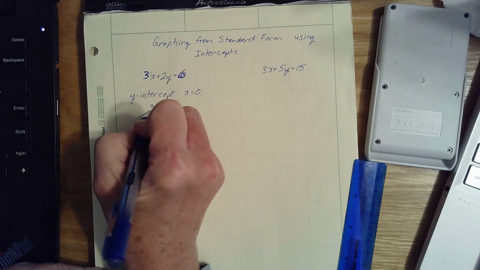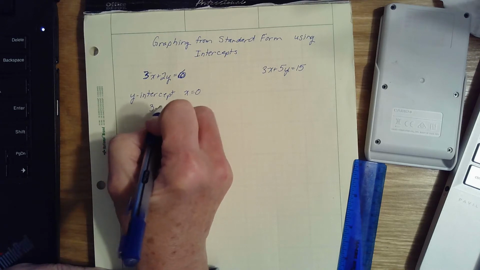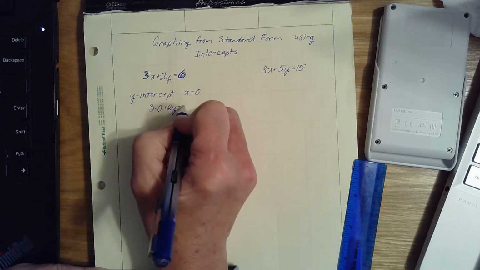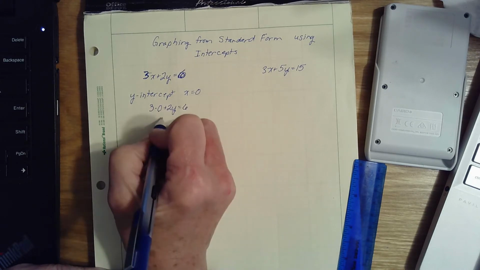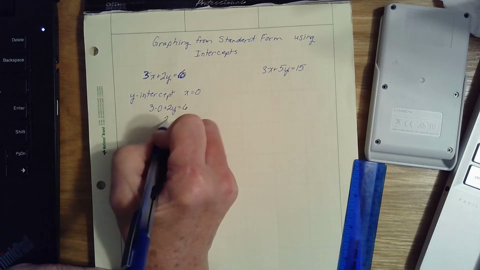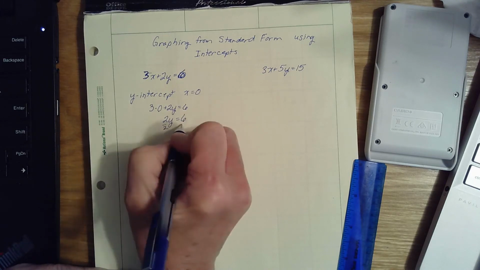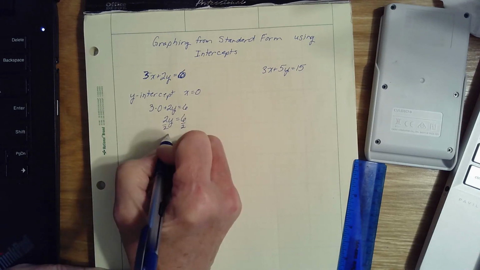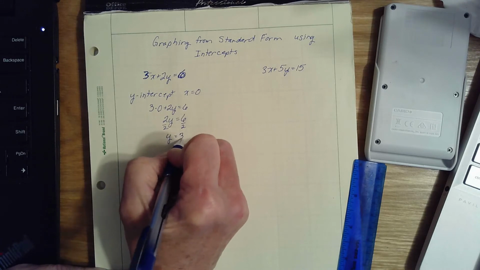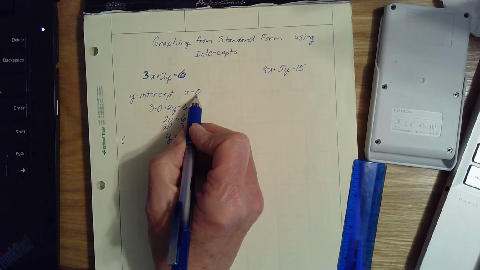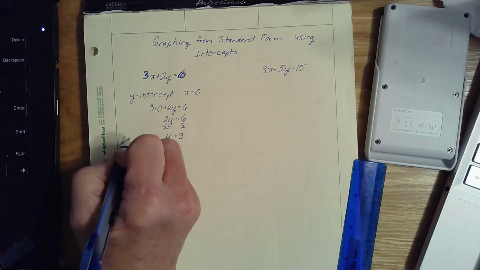So I am going to rewrite my equation to be 3 times 0 plus 2y equals 6. I've substituted for the x. Now this is 0, so I'm going to simplify this to 2y equals 6, dividing both sides by 2, and y equals 3. So I now have the coordinate pair of 0, 3.